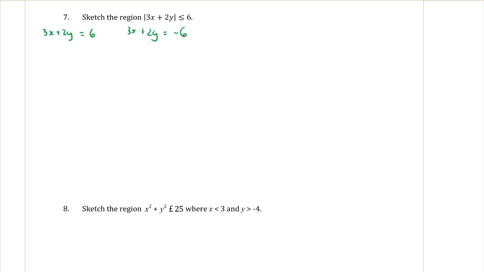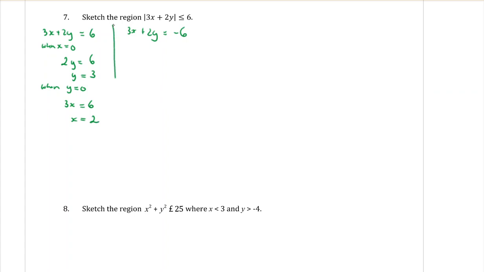I need to sketch both of them, so let's find their intercepts. For the first one, when x is equal to 0, I would just get 2y equals 6, and dividing by 2, I would get y is equal to 3. When y is equal to 0, I'm finding my x and y intercepts, I would get 3x equals 6, and dividing by 3, I get x is equal to 2.